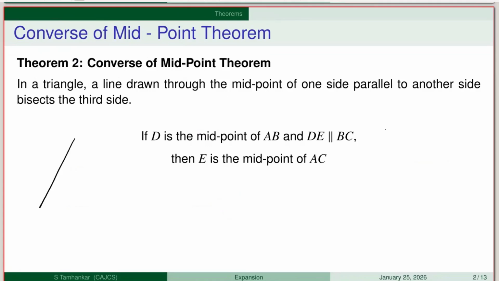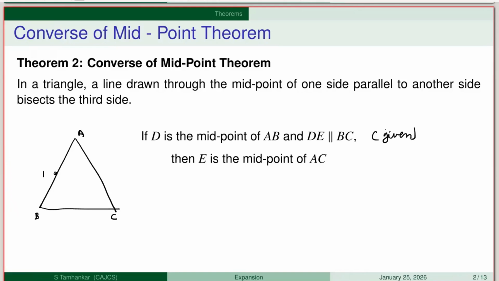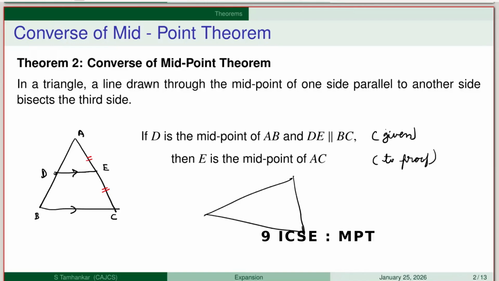Let's see what it says. This is triangle ABC. As I told you earlier, this part is given to you. D is the midpoint of AB, and you have DE parallel to BC. If this is given, then E is the midpoint of AC. This is called the converse of the midpoint theorem. So what does it say? If you have the midpoint of a side and a line from it parallel to another side, then this point is a midpoint.